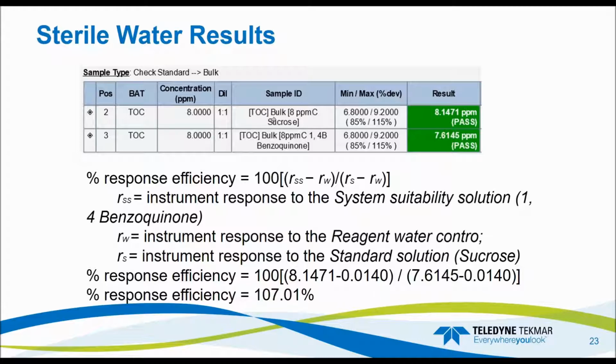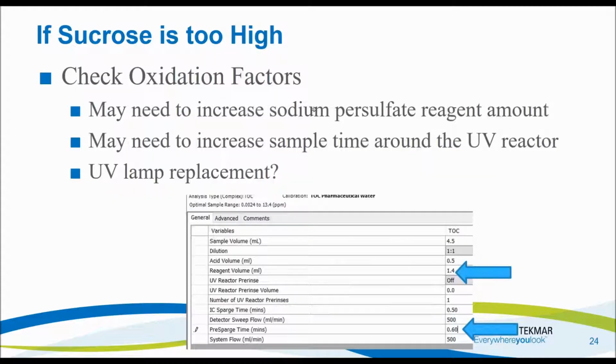Interestingly enough, the sucrose did come in higher than the 1,4-benzoquinone. If you remember what I said earlier, sucrose is an easier to oxidize compound than 1,4-benzoquinone. You didn't really see this phenomenon at 0.5 because there's not as much carbon in the sample. So it takes a little more time and a little more effort to oxidize at 8 ppm than at 0.5. You can start to see that pattern with these results, even though they pass. I thought that was pretty interesting. But if you do want to get these closer, you can play with the oxidation factor.